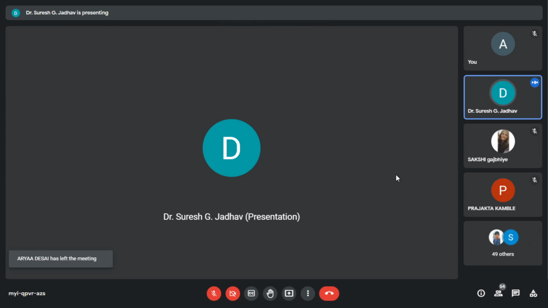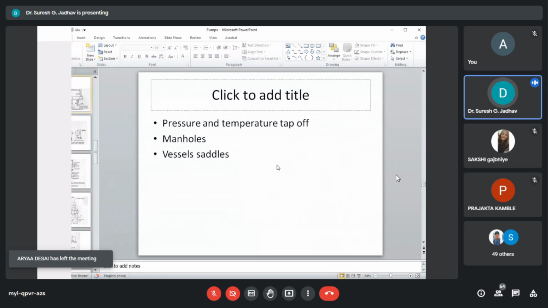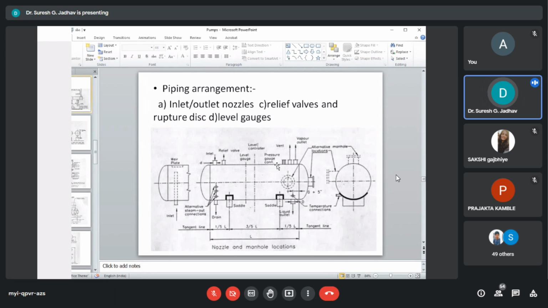Now, the next component is manhole. Manholes can be positioned on top, to the side, or at one end of the vessels. Depending upon the vessel size, there can be two manholes. Here you can see on the right hand side there are two manholes, one located on top and the other located on the side, accessible from the grate.